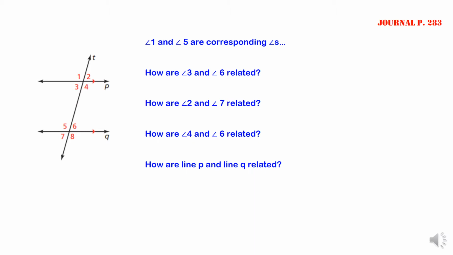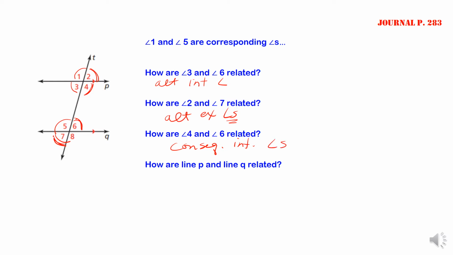Okay, so we know that. How are angle 3 and angle 6 related? Angle 3 and angle 6 are alternate interior angles. Angle 2 and angle 7 are alternate exterior angles. Okay, and I'm okay with you abbreviating angles like that. How are 4 and 6 related? They are consecutive interior angles.